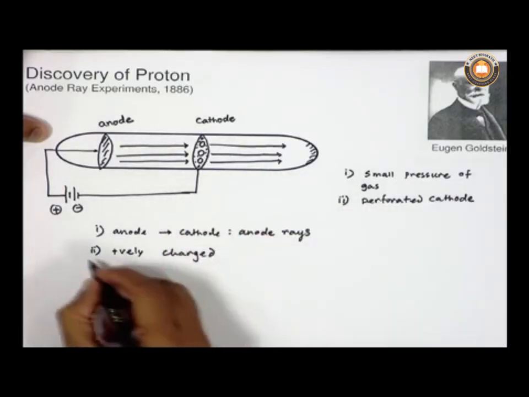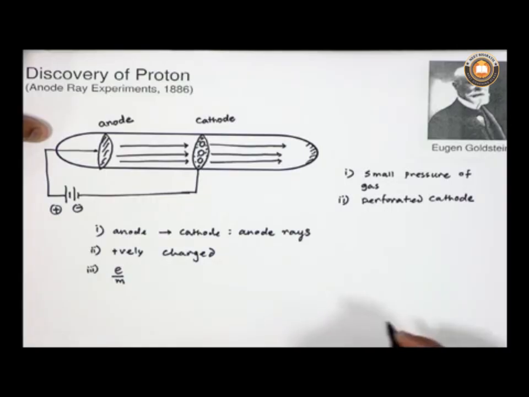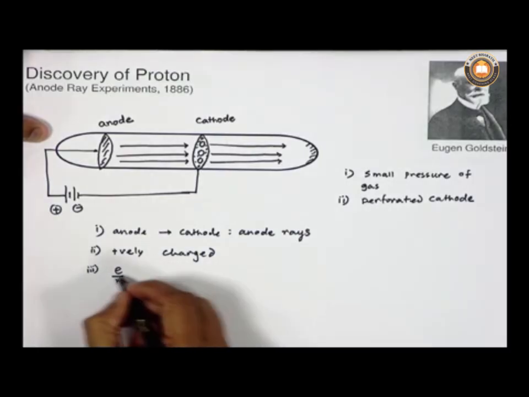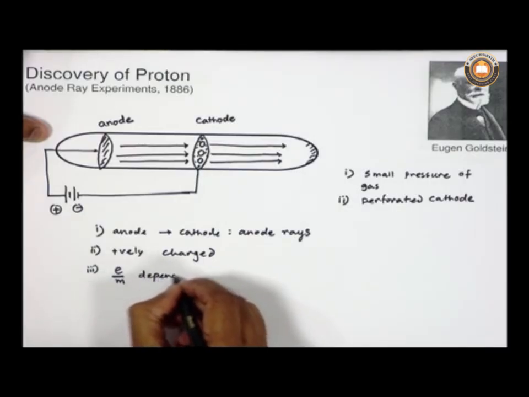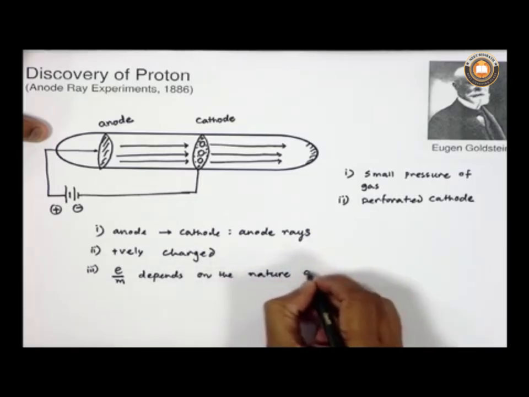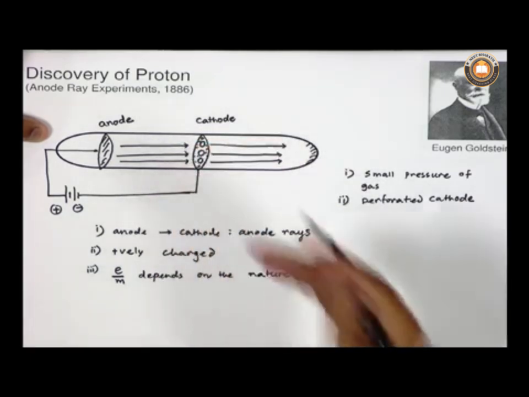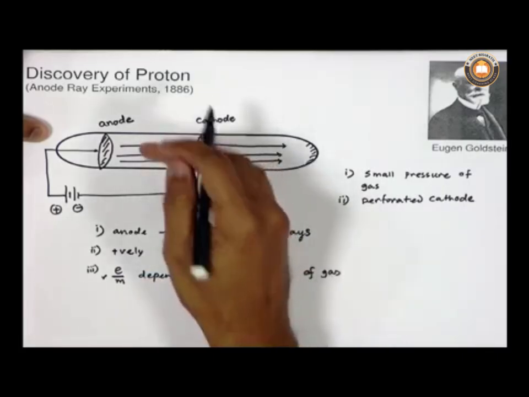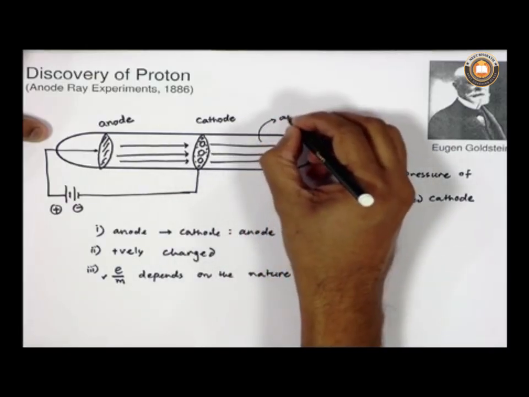You can also carry out several experiments and determine their e/m. What was observed here is that this e/m, the charge to mass ratio, depends on the nature of the gas. So, if you use hydrogen, you have a certain value of e/m. If you use helium, it has some different value of e/m for these anode rays. So, these are called anode rays.